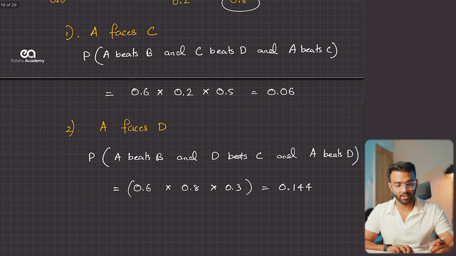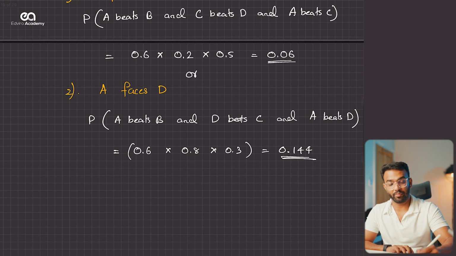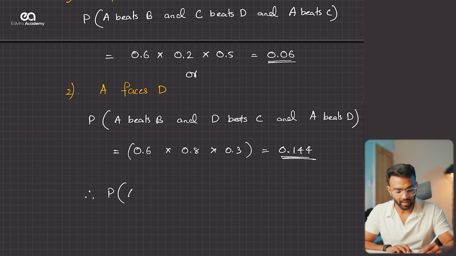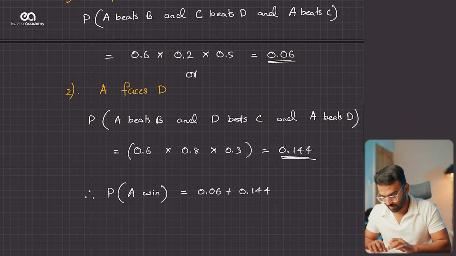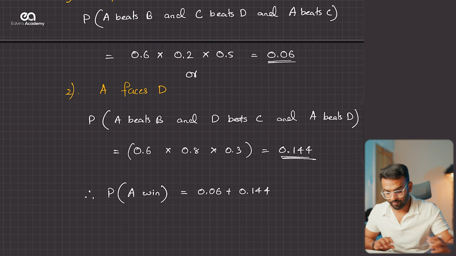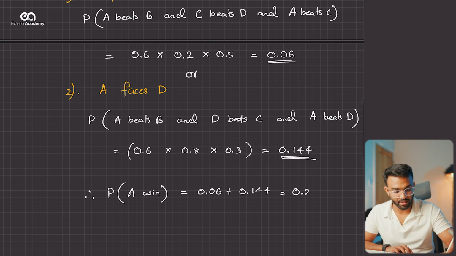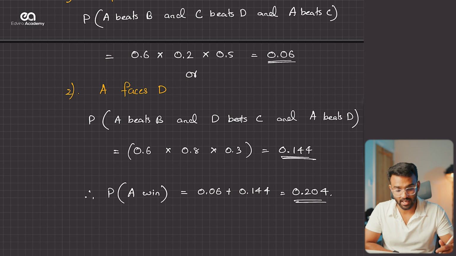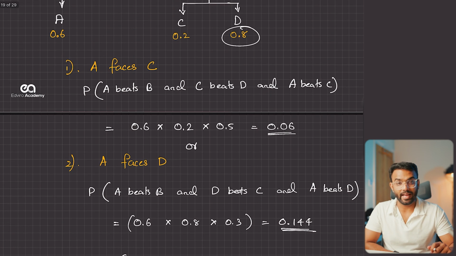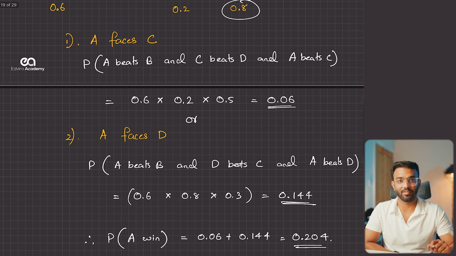Yes. And once that is done, these two situations can happen. We have a big OR in between, and therefore the probability of A winning would be 0.06 plus 0.144, which will be equal to 0.204, basically 20.4%. That is the probability of A winning the tournament. That's how we solve this question.